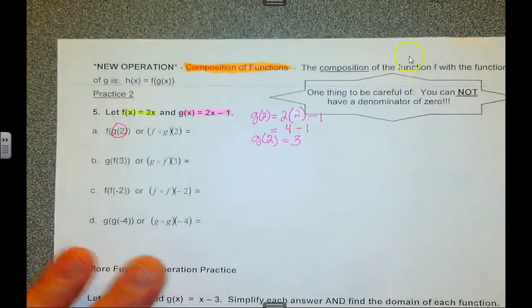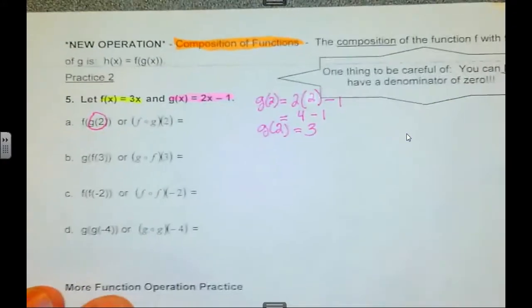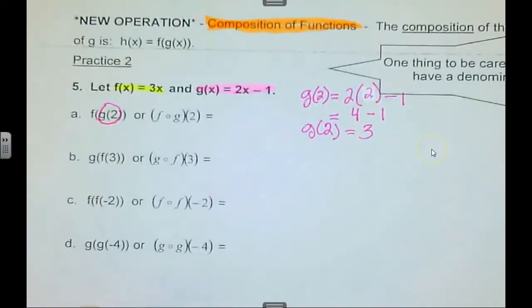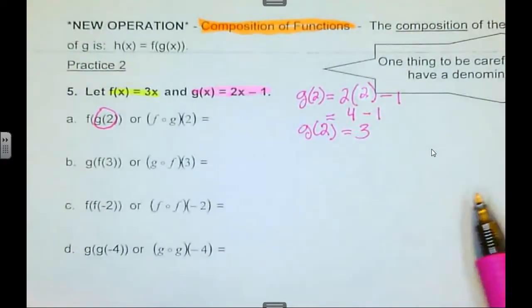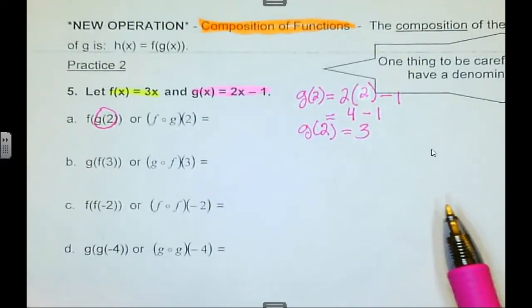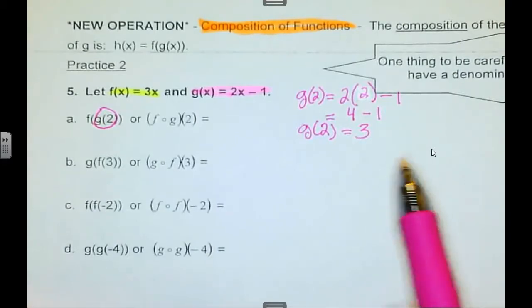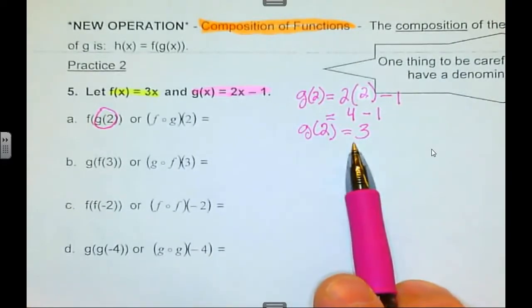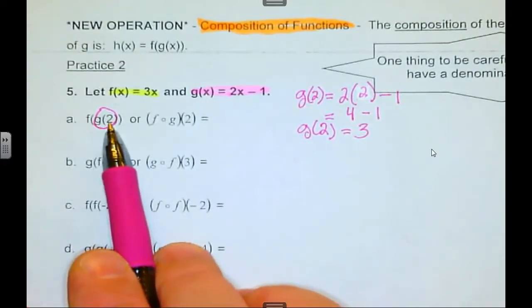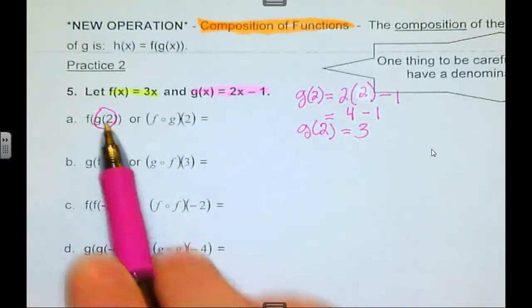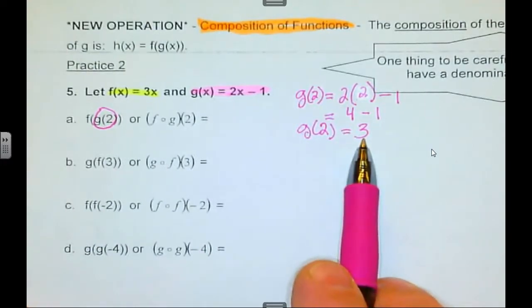Does everybody see that? These are really complicated, guys. Okay. You better take some notes. The g of 2 is 3. So instead of putting the f of g of 2, I'm going to put the f of 3 because that's what the g of 2 is. With me?